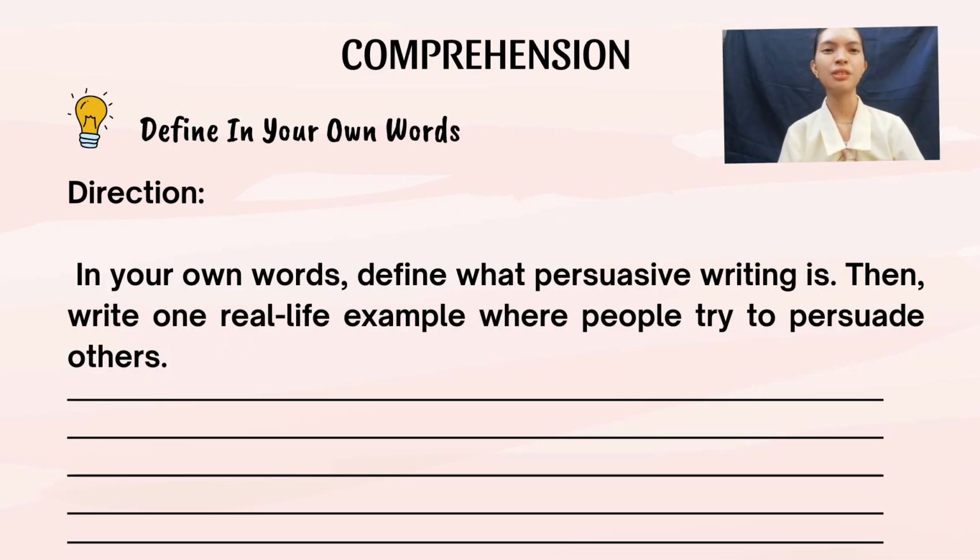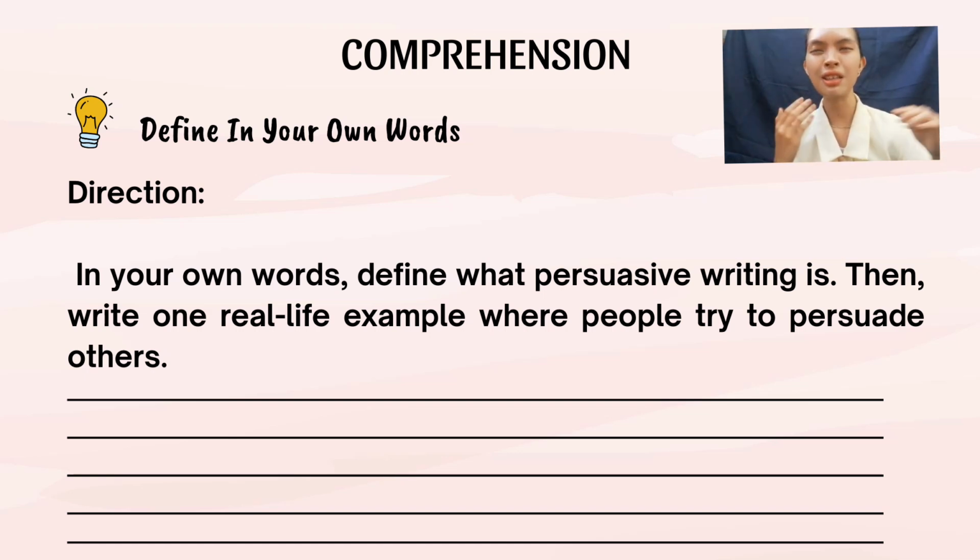Next, we have level 2, which is comprehension. Comprehension requires students to construct meaning, to explain ideas in their own words, and connect them with their own experiences. So my activity here is: define in your own words what persuasive writing is, and then give a real life example.